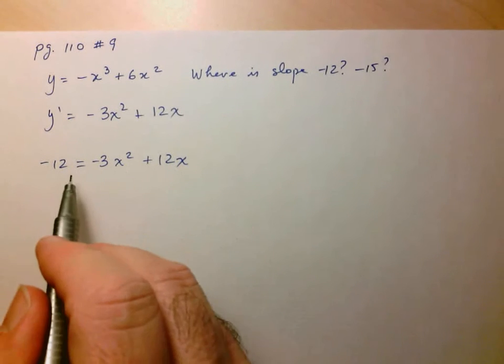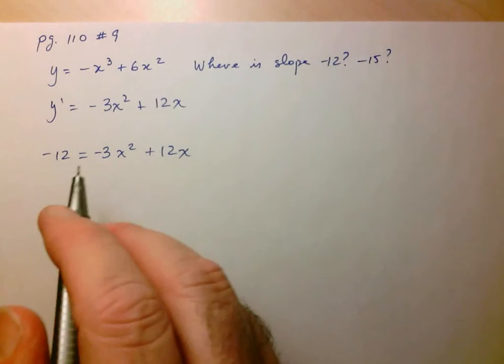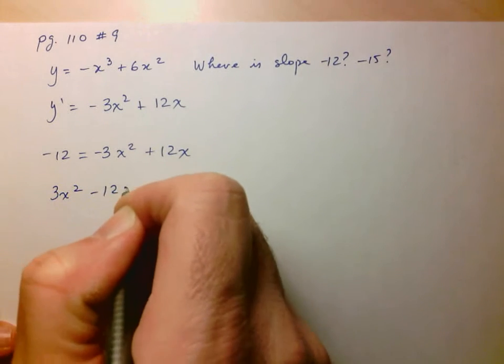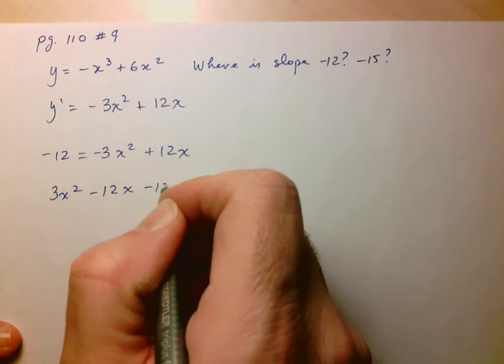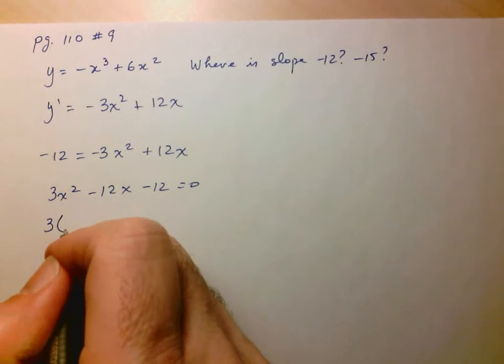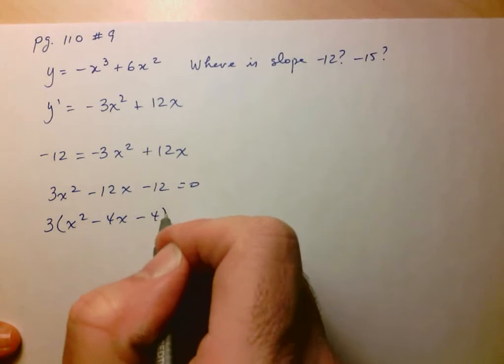And here I notice that I've got a quadratic equation, so I may have up to two answers. Okay, so bring everything to one side. So 3x squared minus 12x minus 12 equals 0. Let's factor out the 3, make things a little easier. So here we get x squared minus 4x minus 4.